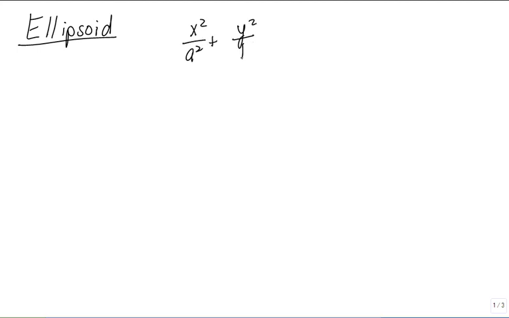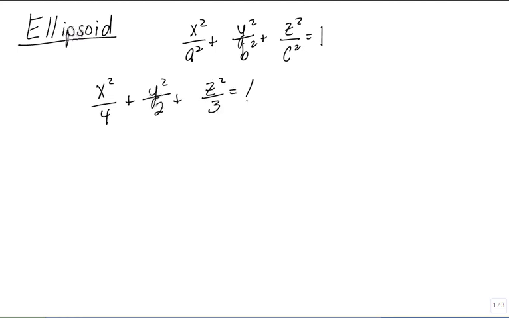Okay, now we can classify these and we can draw them in Maple. The first one's an ellipsoid, and the general form is where all the variables are squared. So let's look at what this looks like in Maple. Okay, we're going to go to this one.